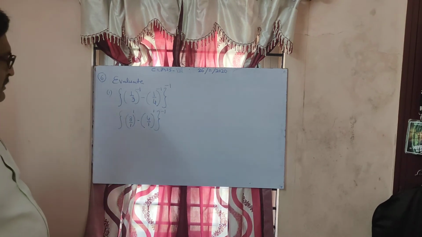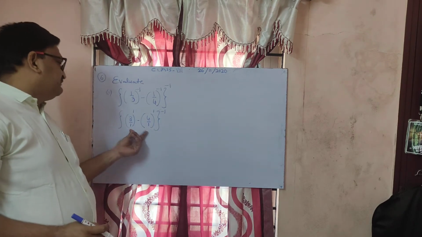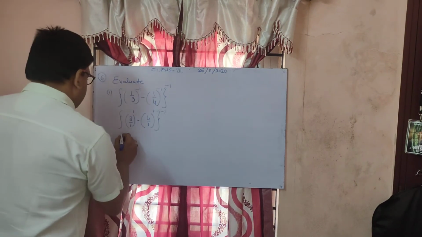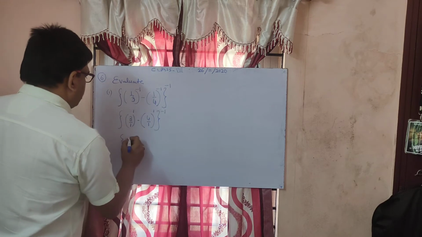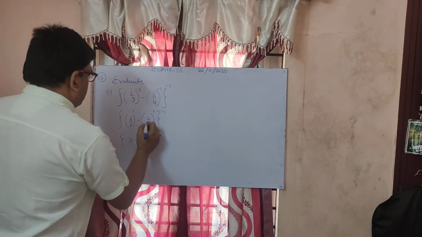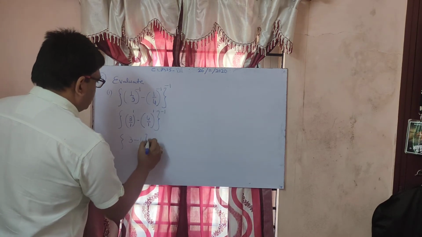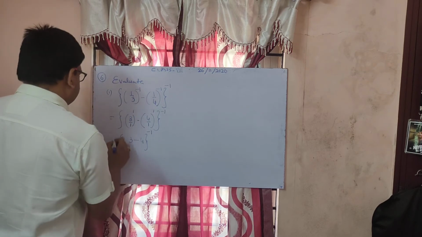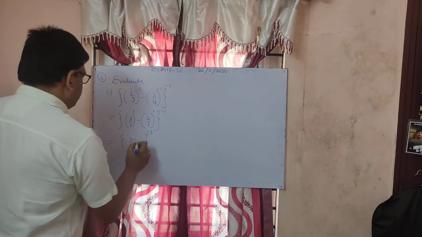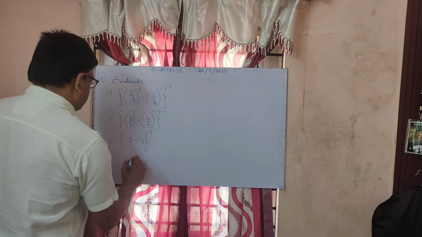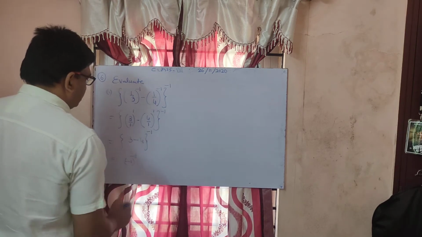Okay now, first let us solve in this bracket. 3 to the power 1 means 3, minus 4 to the power 1 means 4. Minus 1 as it is. 3 minus 4 is minus 1 to the power minus 1.